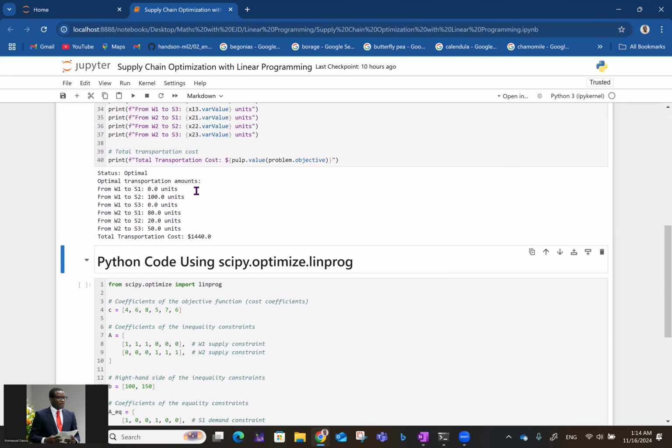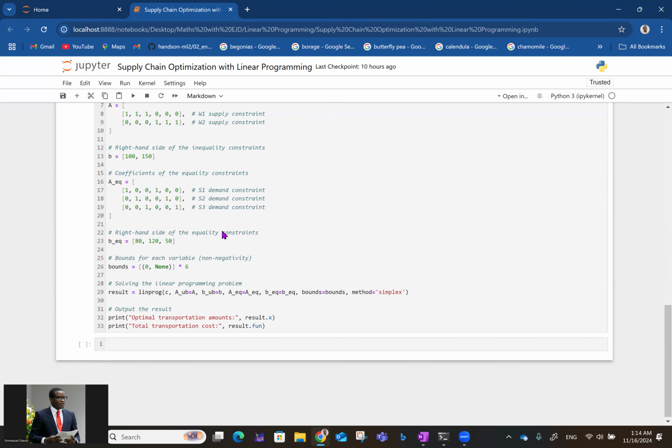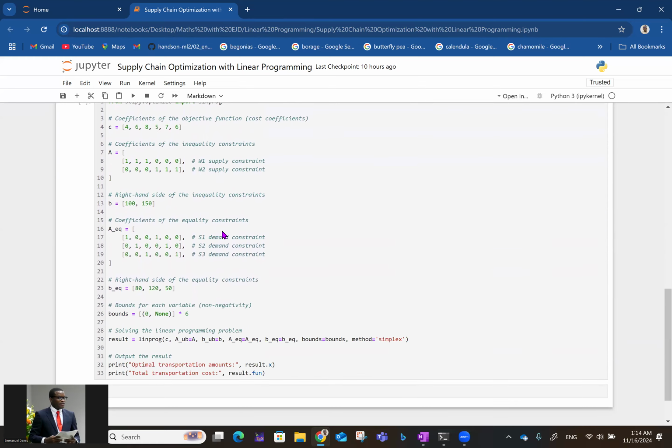So you see that S1, so transportation cost, the number of units you need to transport from W1 to S1 is 0 units, W1 to S2 is 100 units, W1 to S3 is 0 units, W2 to S1 is 80 units, W2 to S2 is 20 units, and W2 to S3 is 50 units. So total transportation cost is 1440. Okay, I'm still going to go back to that page to clarify this better.